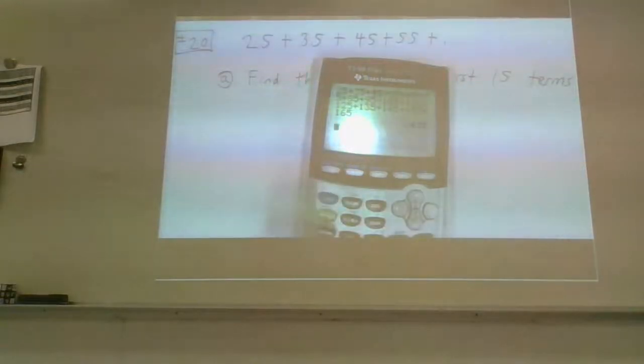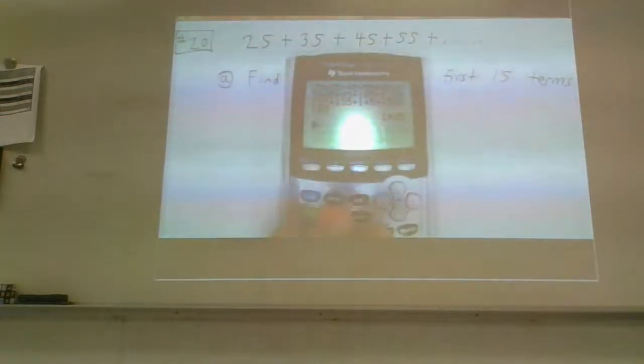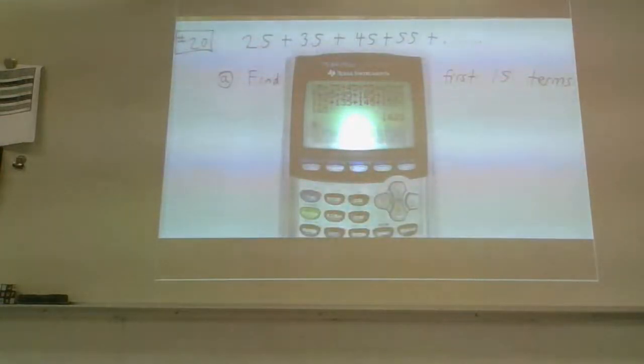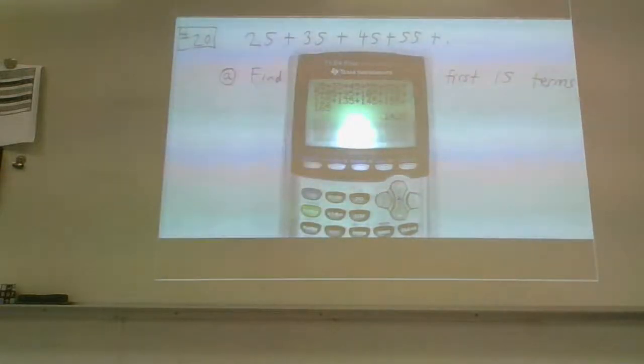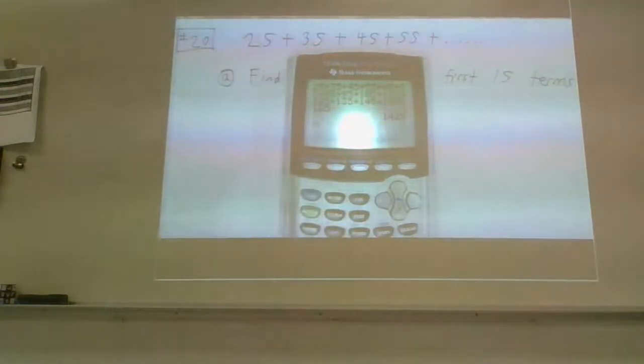What I just did is not practical. It works, but what if instead of the first 15 terms, I asked you to add up the first 90 terms? Or I asked you to add up the first 1,000 terms? That would not be practical to do it this way. So I'm going to find a different way to do it. A faster way, an easier way, a quicker way, a more efficient way to get that answer of 1425.